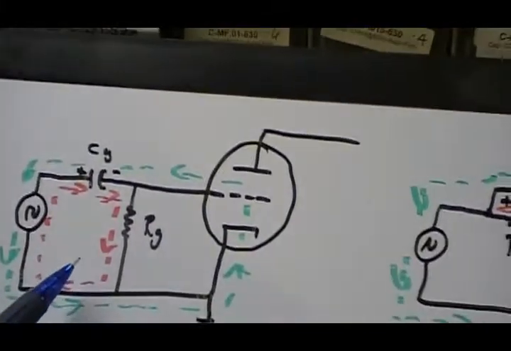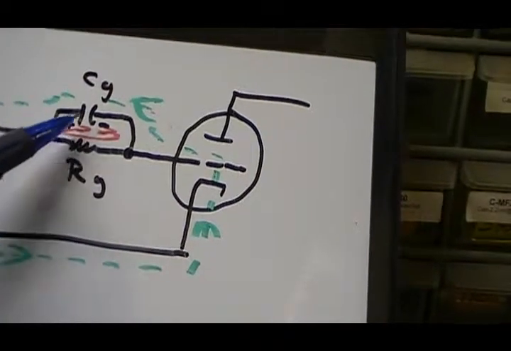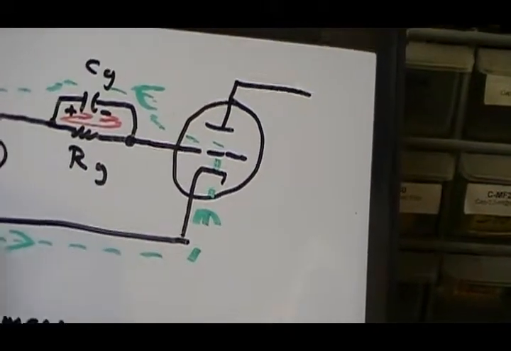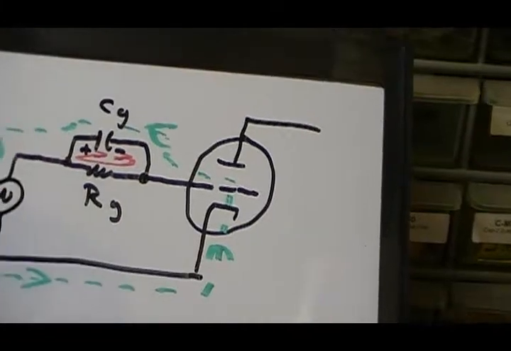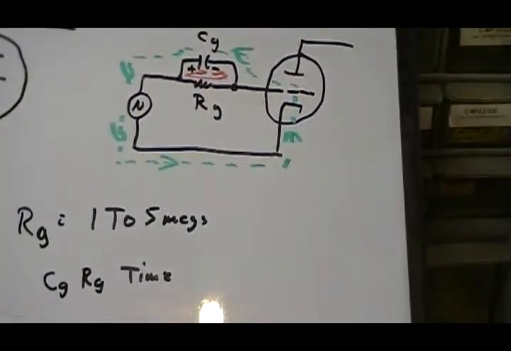This was series in parallel. The discharge path is between the capacitor and resistor. The charge path is the entire tube and this parallel network. And that's how they work.